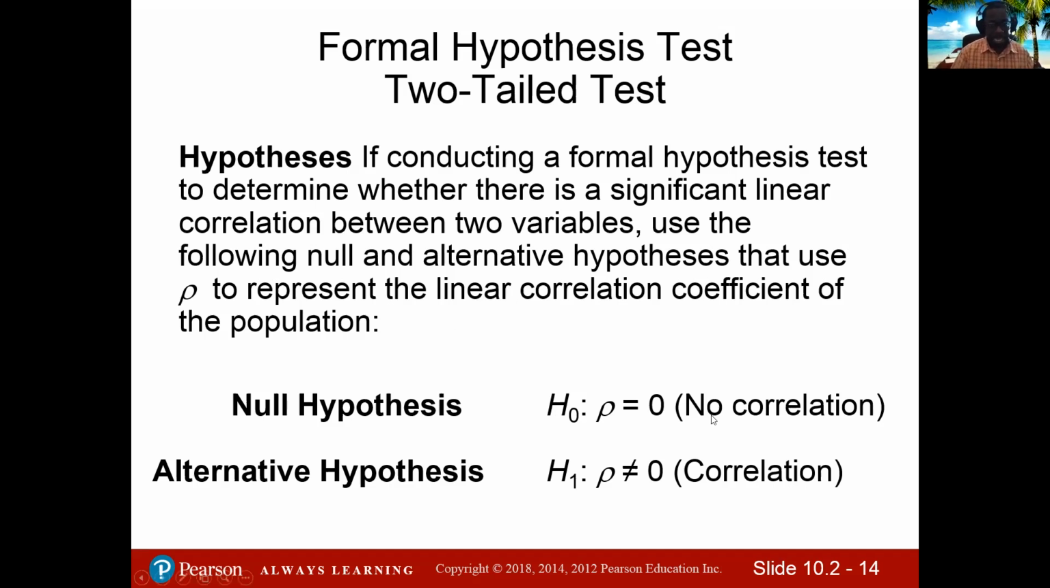Now in this class, for correlation, the rho, the null hypothesis is always that rho equals what? Zero. That is no correlation. And there is correlation if it is not equal to zero. Okay. It depends on the claim.